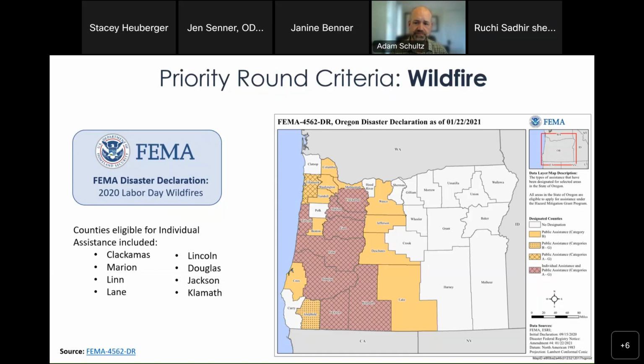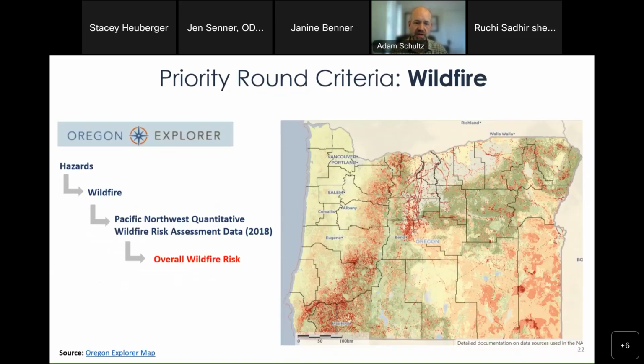Next slide, please. But we also acknowledge that plenty of areas of the state that haven't been recently impacted by wildfire are still at very high risk of wildfire. So what I'm showing here is a map from the Oregon Explorer that shows areas of the state at high wildfire risk, and I show you how you can find this particular layer. We recognize there may be questions about this particular data set and whether it's the appropriate data set to use for this purpose. On that, we certainly welcome feedback.